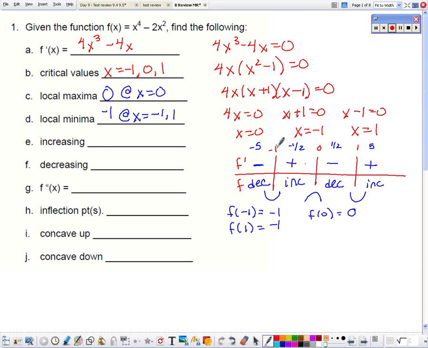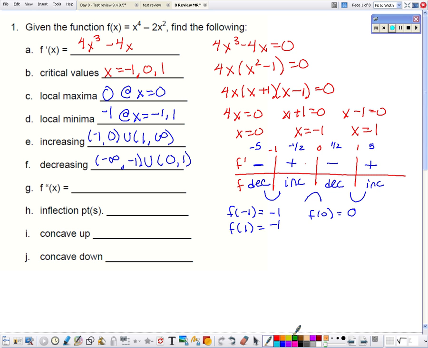I'm increasing between negative 1 and 0, and again from 1 to infinity. We're decreasing from negative infinity to negative 1, and from 0 to 1.